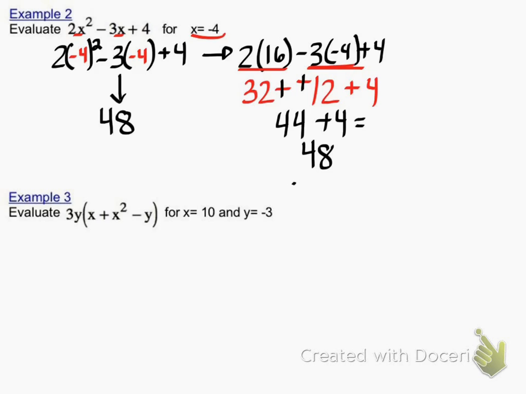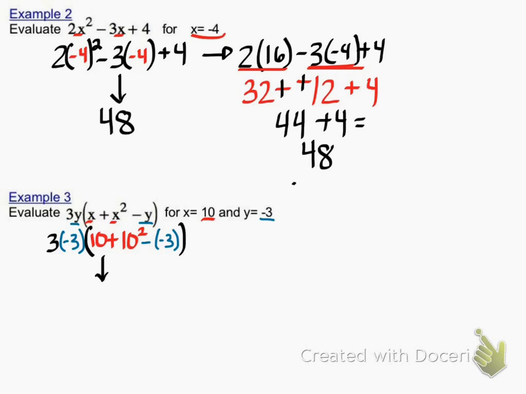Example number 3. Example number 3 will get you started, and then I'm going to have you punch into your calculator and pause the video. So we start, remember, by finding all the x's. We're going to put 10 in for x. All the y's will get negative 3. So 3, parentheses, negative 3. And then in parentheses, we'll have x plus x squared minus negative 3. Because y was negative 3.